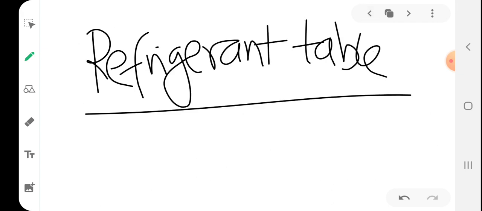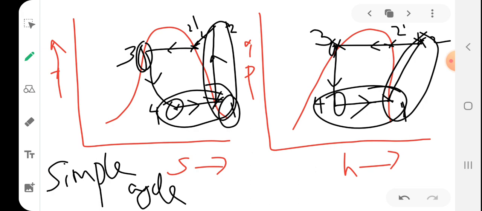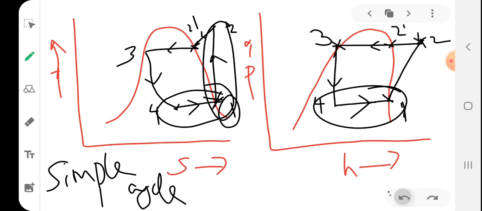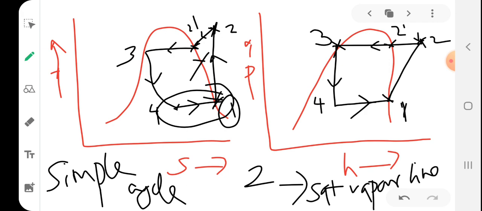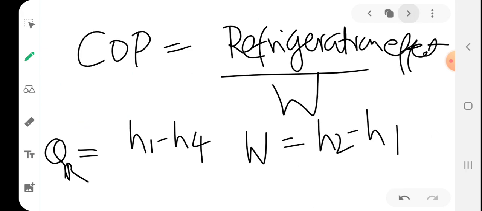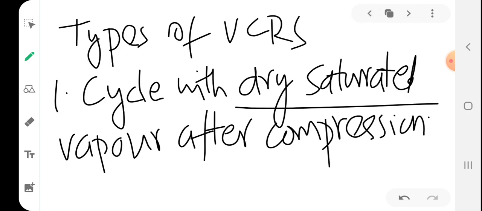So students, you have learned that the position 2 is somewhere here. After compression, 2 is in some superheated state. But the type we are studying is such that 2 should be on the saturated vapor line. Then only it will be dry vapor. So 2 should be on the saturated vapor line. So such a type of system we are learning. So I will draw that type.